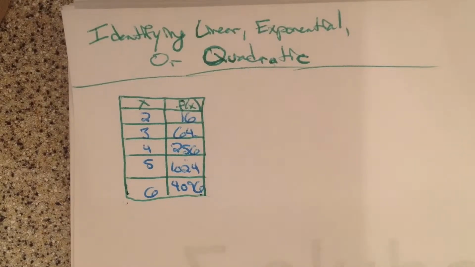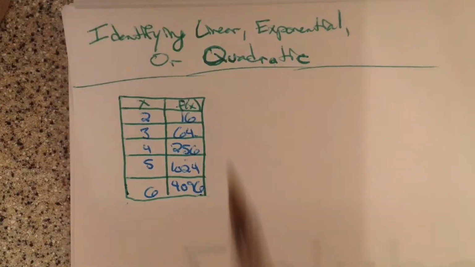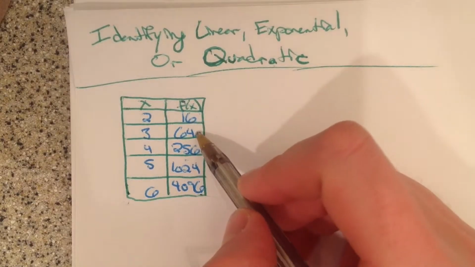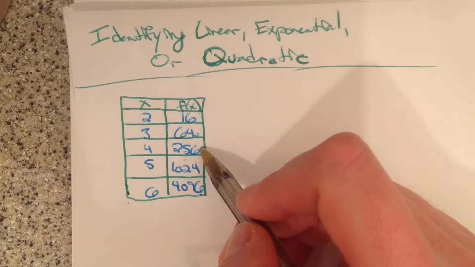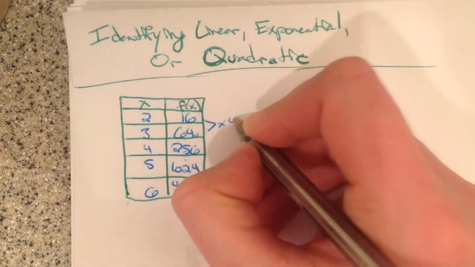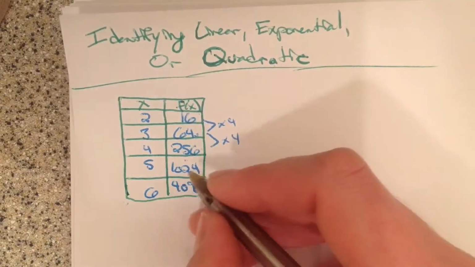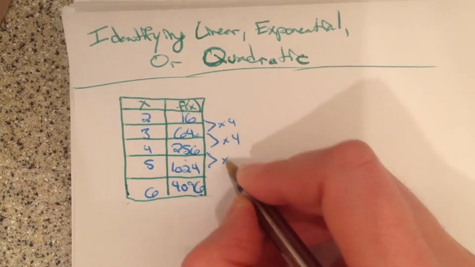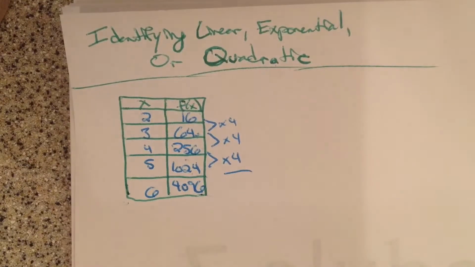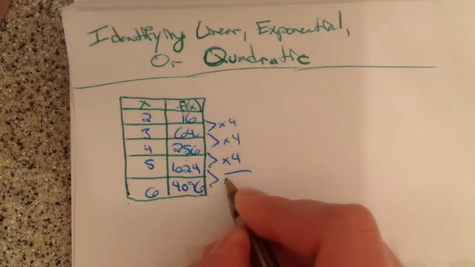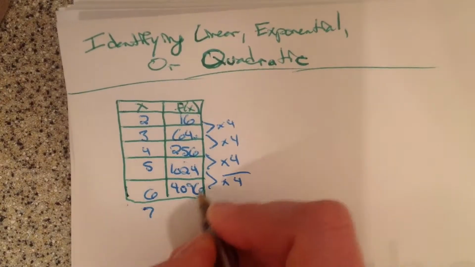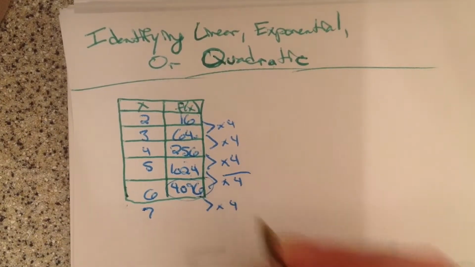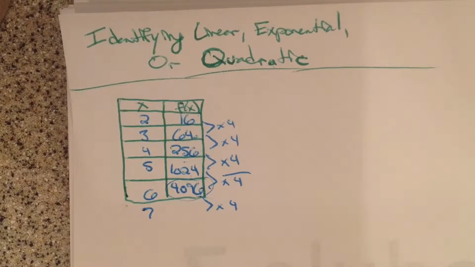Exponential, on the other hand, you multiply every time to get to the next term. Well, to go from 60 to 64, I times by 4. To go from 64 to 256, I times by 4. So times by 4, times by 4. To go from 256 to 1024, I times by 4. So the same thing happens over and over again. If I wanted to put the 7th term, I would take this number, times it by 4. Like I could continue this pattern.